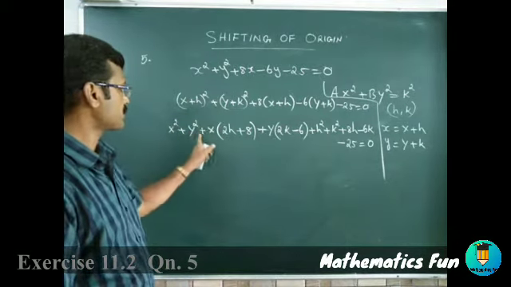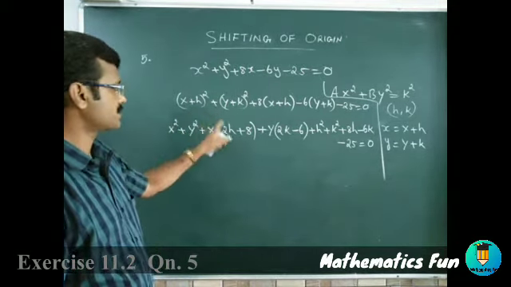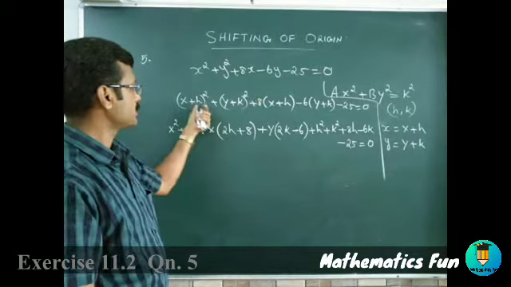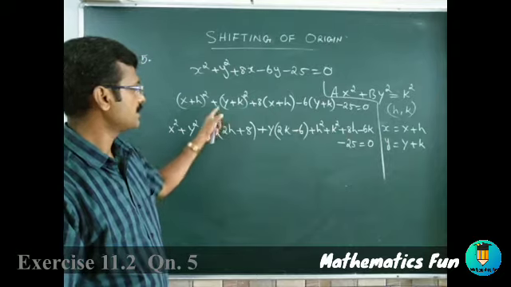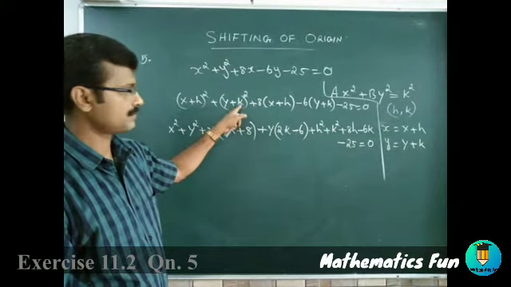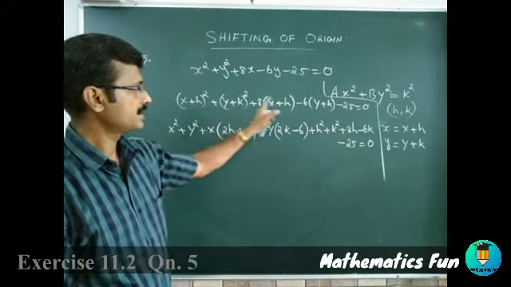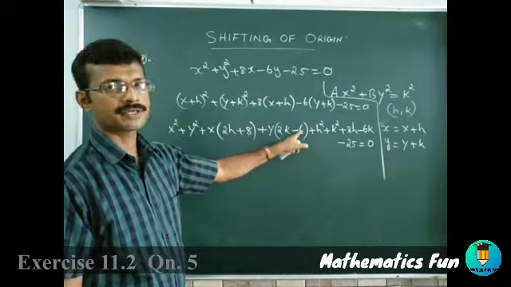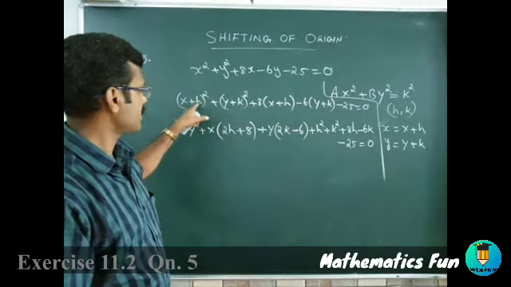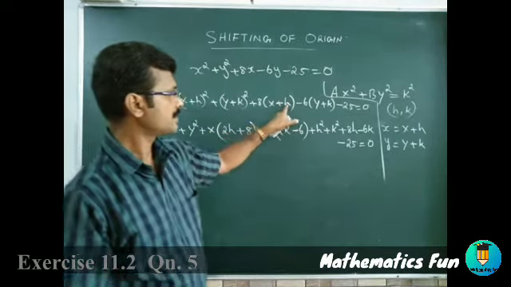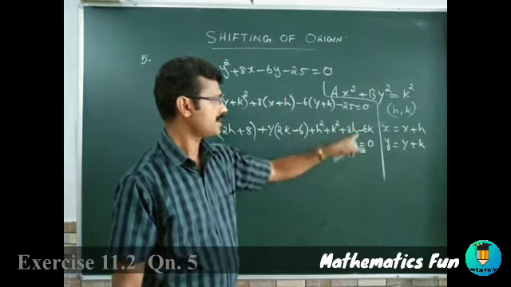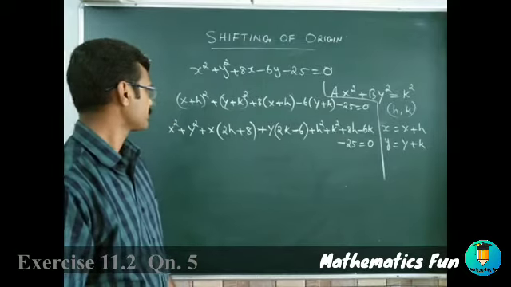X square, Y square first of all. Then X terms, 2X terms are here, 2Xh, here 8X. From that X I have taken out. Here 2kY, from that Y I have taken, so 2k. And here minus 6, Y terms I grouped. Now constant terms h square, k square, 8h minus 6k minus 25 is equal to 0.